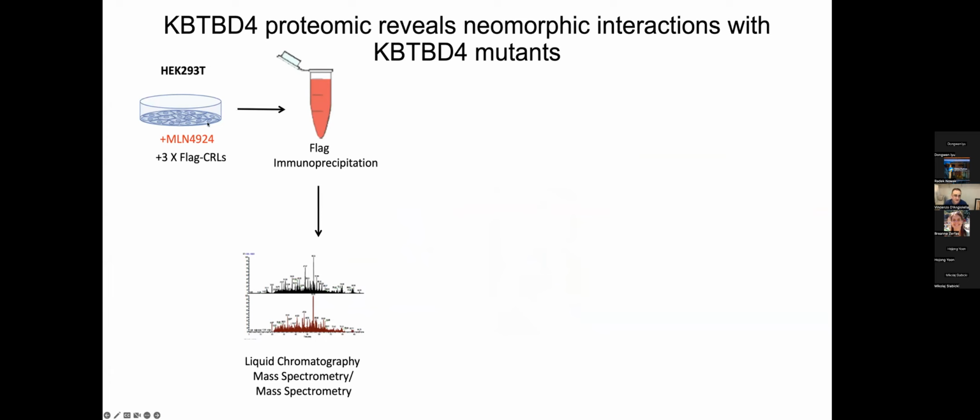The approach is quite simple. We transfect cells, we overexpress the adapter, and we treat cells with a compound, MLN4924, which blocks the neddylation of this complex, so it allows the trapping of the substrate on this complex, because it prevents their activity on the substrate, their ubiquitination activity. And we did mass spectrometry to identify the interacting partners.